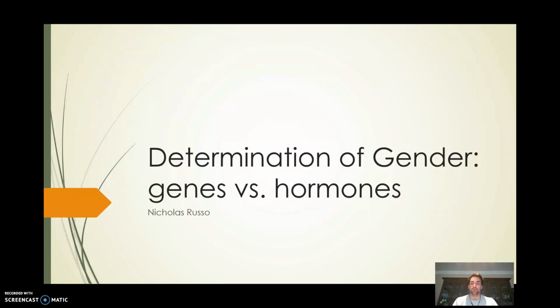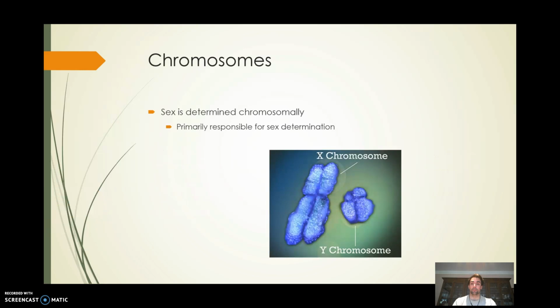In this lecture, we will be going over the determination of gender, both from a genetic and hormonal standpoint during embryological and lifespan development. Sex is determined chromosomally. What this means is that it is almost entirely genetic, and of the 23 haploid chromosomes that we receive during fertilization from both our mother and our father, the chromosome that we are primarily concerned with is the X or Y chromosome for male and female respectively.